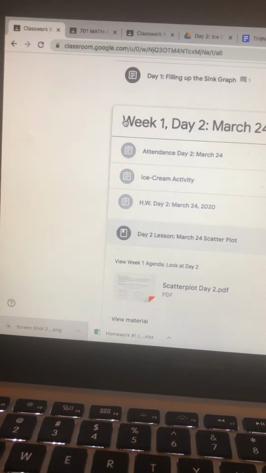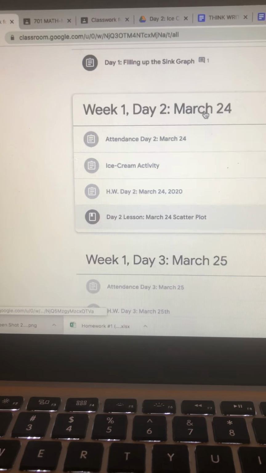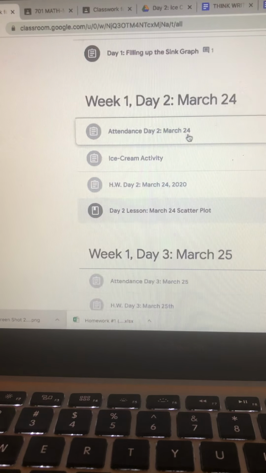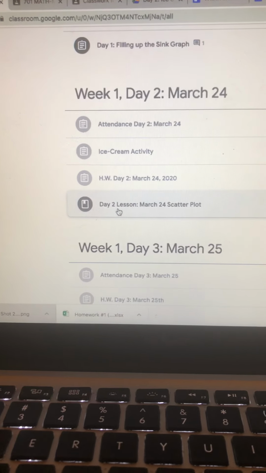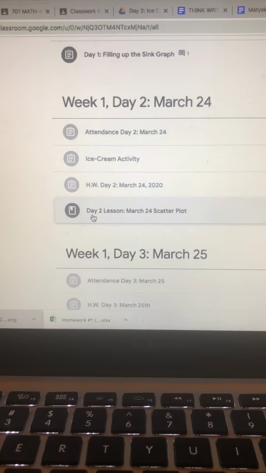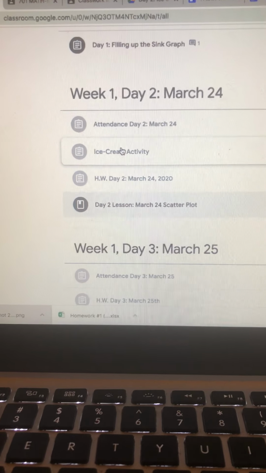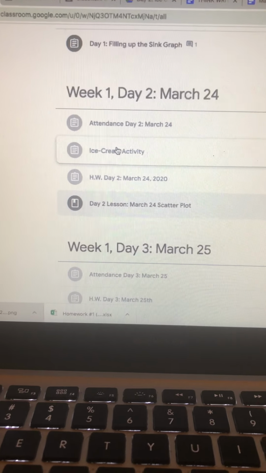So I'm just going to go through it one more time. Here's week 1, day 2. First thing you want to do is complete your attendance. Second thing you'll do is go to the lesson. You'll create your foldable for the warm-up. You'll get started on your ice cream sale activity. You can click on this tab and find that activity here for you to upload and submit.